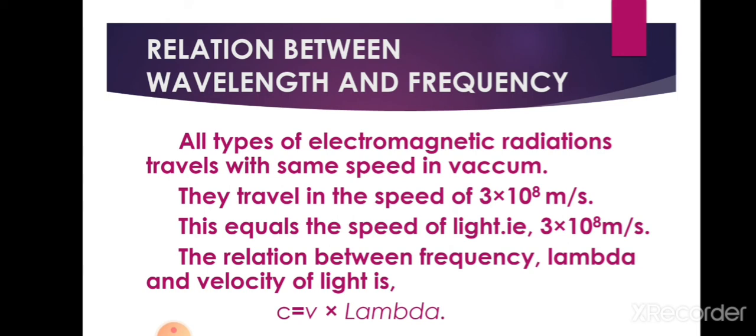As I told you, in vacuum, all types of electromagnetic radiations travel with the same speed. Whatever the wavelength of the radiation or whatever the type of radiation, they travel at the same speed of 3 into 10 raised to 8 meter per second. This speed is called speed of light and is given by the symbol small letter c. We can relate frequency nu, wavelength lambda and speed of light c using the equation c is equal to nu into lambda.